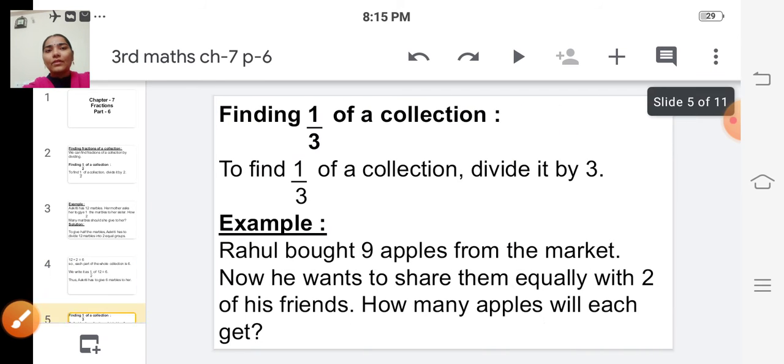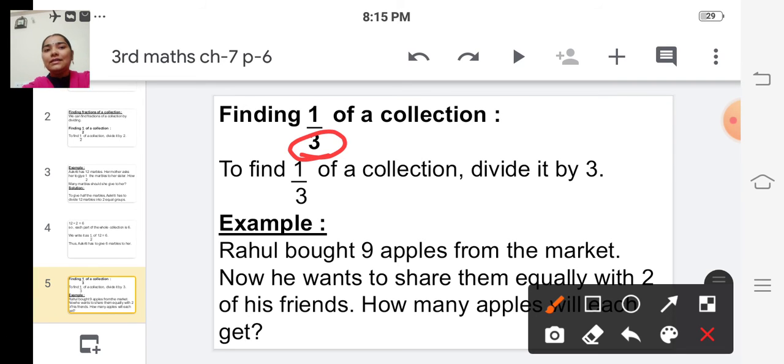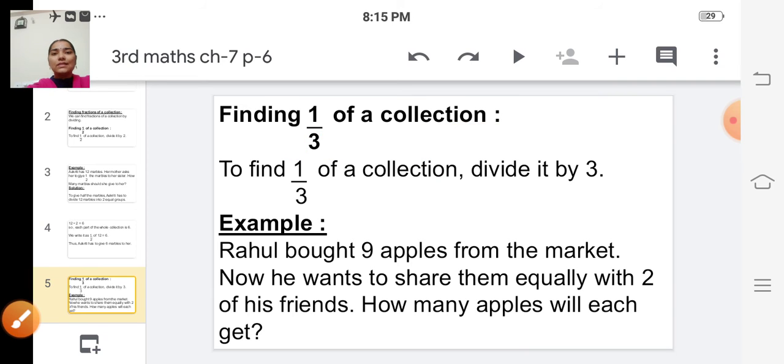Next one is finding 1/3 of a collection. To find 1/3 of a collection, divide it by 3, because in the denominator we are having 3, isn't it? So we have to divide this collection by 3. We will see one example.